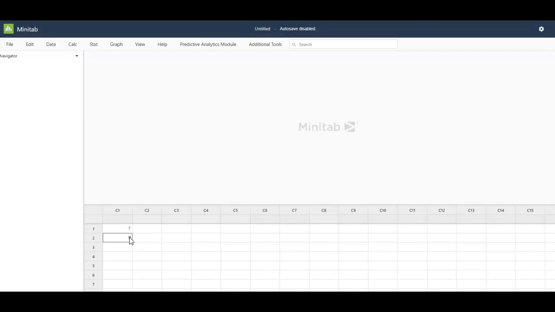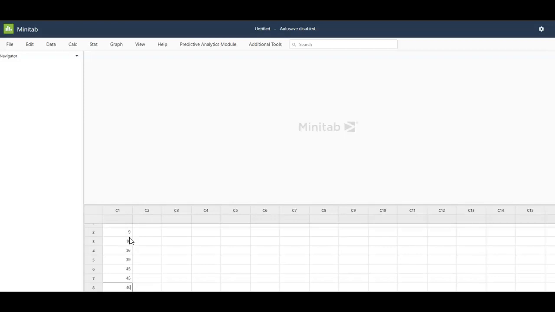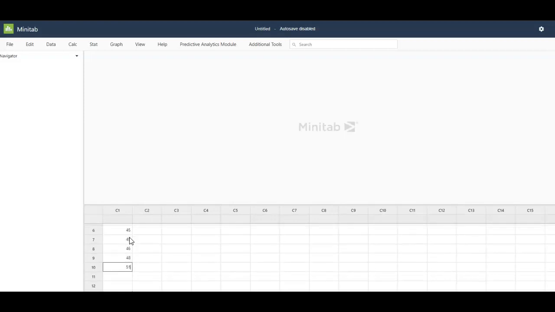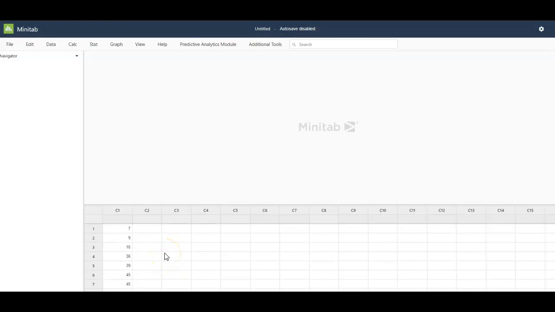So 7, 9, 16, 36, 39, 45, 45, 46, 48, and 51. So I've typed everything in. If we have a larger data set that is in something like Excel, we could copy and paste those in. So we want to compute some statistics.